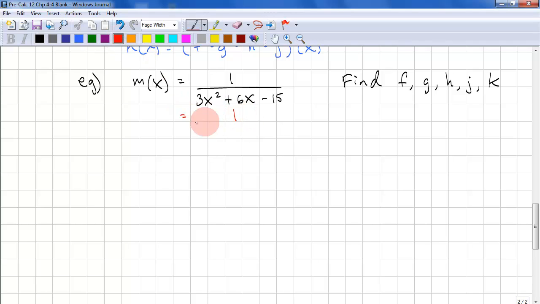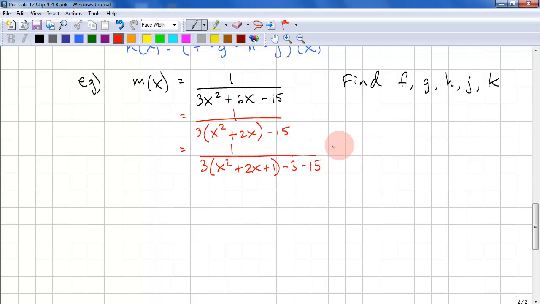So first step, complete the square. We have to pull out a factor first, which is 3. So this is x squared plus 2x minus 15. Now we complete the square by adding 1. This 1 is multiplied by 3, so we need to subtract 3 to keep the equation balanced. And this simplifies to 1 over 3x plus 1 squared minus 18.